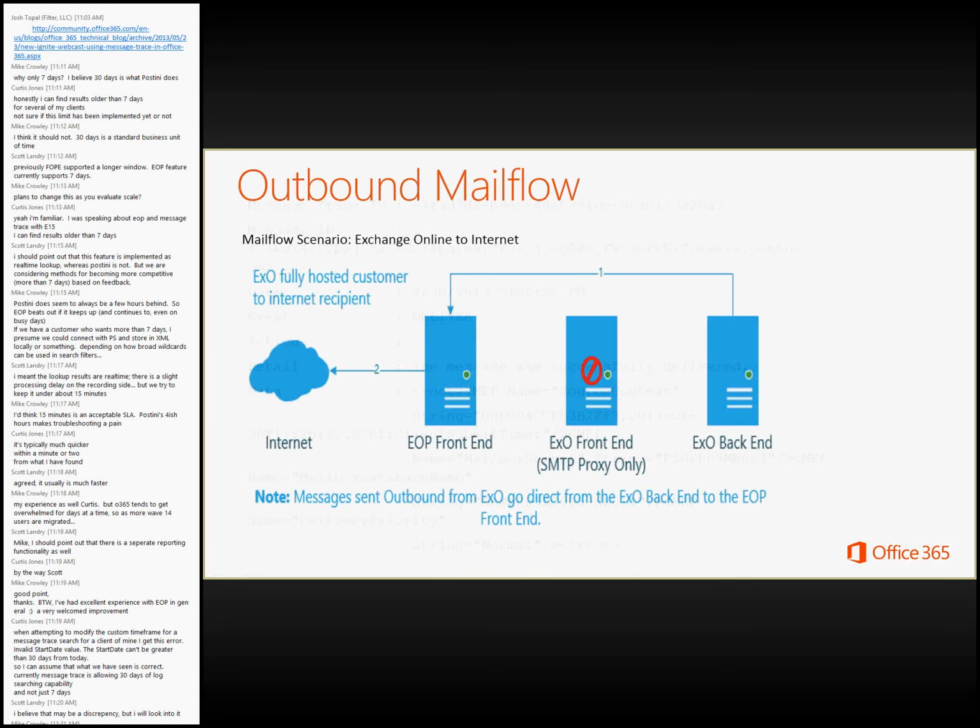Outbound mail flow. Outbound mail goes from the mailbox server directly to EOP on the front end and then goes out to the internet. Bypasses the SMTP proxy. It's only 2 hops out from the time you send your message. You get out of the Office 365 environment, there's of course other hops on the other side.